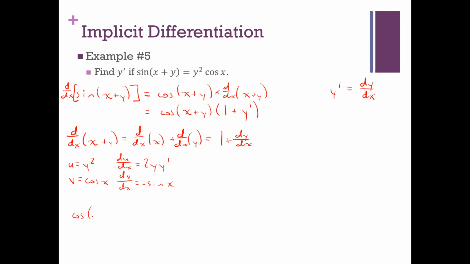So I've got cosine of x plus y times 1 plus y prime equals 2 cosine x y y prime minus y squared sine x, and I better pause there. Anything that looks wrong in there, speak up, because it very well could be.